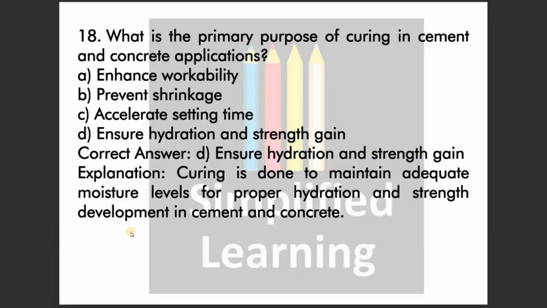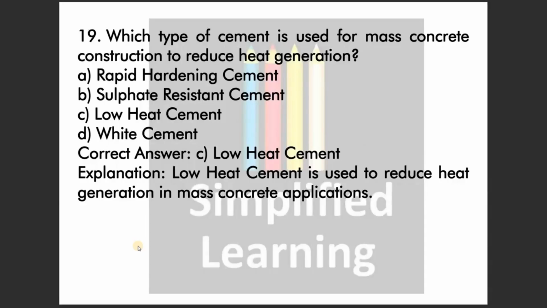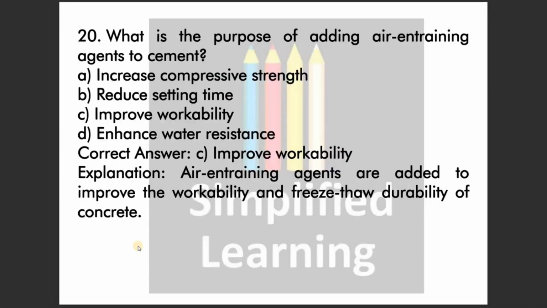Then what is the purpose of curing in cement and concrete application? Why do we carry out curing? See, it is done to maintain adequate moisture level for proper hydration and strength development in cement and concrete. So the answer is to ensure hydration and strength gain. Then which type of cement is used for mass concrete construction to reduce heat generation? We are going to use low heat cement for reducing the heat generation whenever we are going for mass concreting, just like dams or some masonry structures.